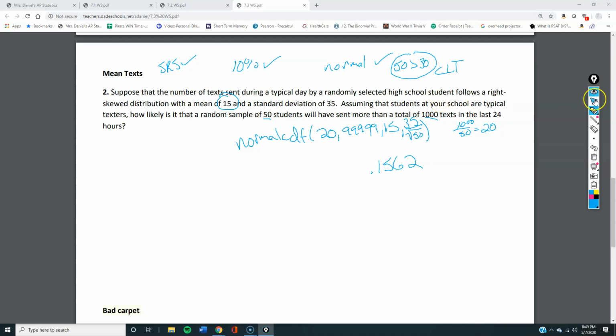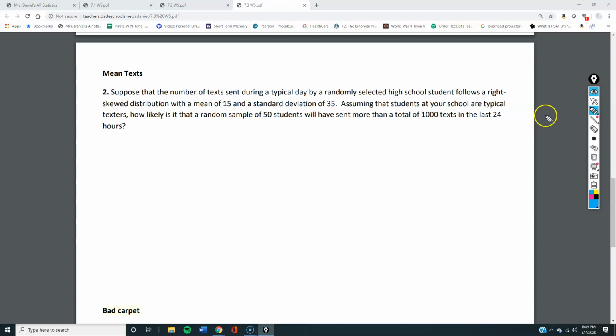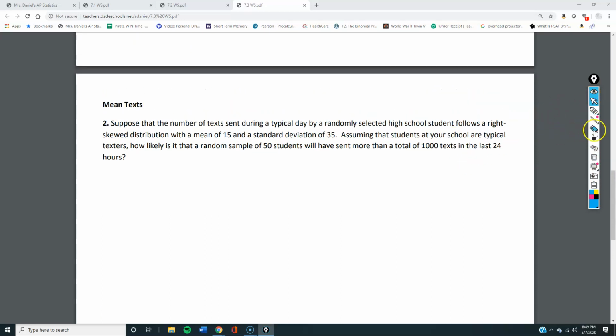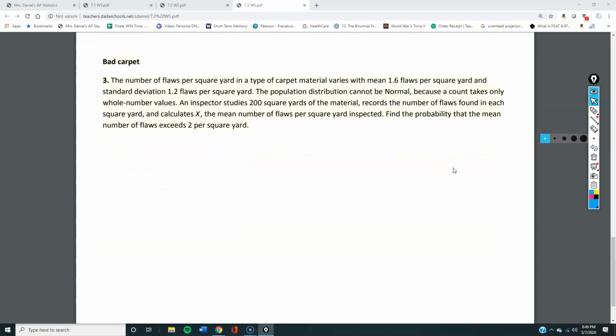We're almost there, y'all. All right. Bad carpet. Bad carpet. No carpet. No. All right. You guys can read it. Pause if you need to.